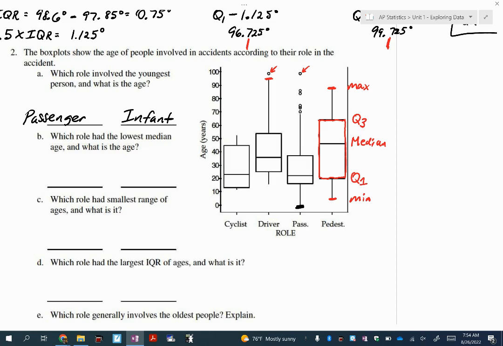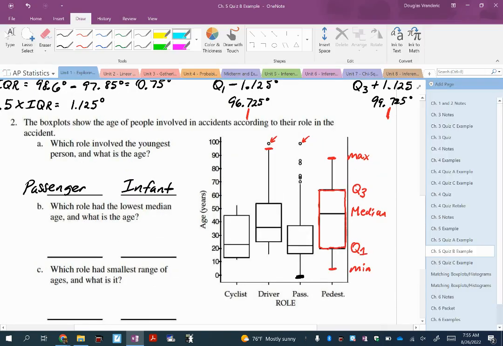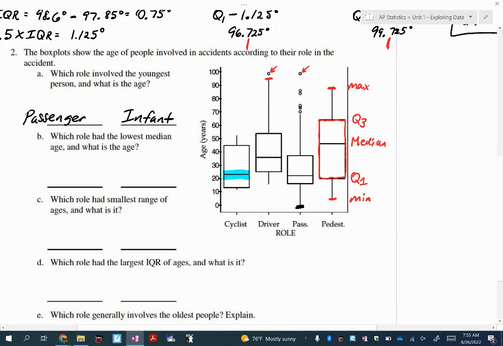Which role had the lowest median age? So as I mentioned, the line that's in the middle of the box, I'm doing air quotes on middle, right? The line that's in the box, that's the median. I can highlight those for you if you would like, for all of them. So this one, this one, this one, and I already pointed out that one. It's really close, but it looks like passenger again is going to win this one, just barely.